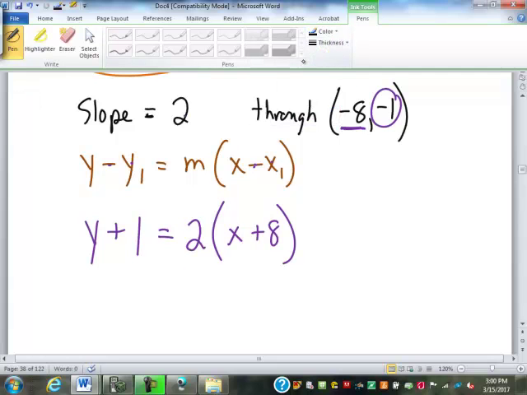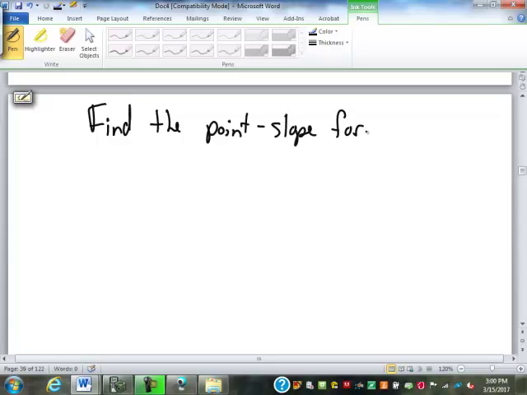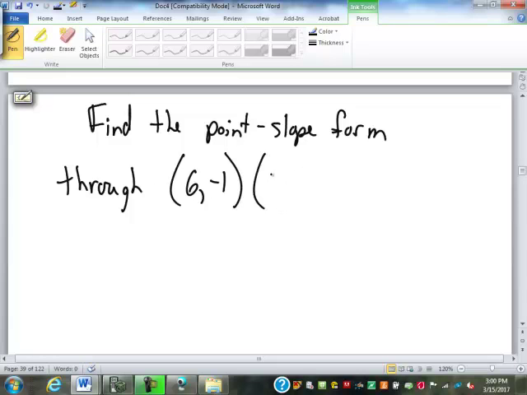Well, what if I gave you 2 points? Find the point-slope form of the line that goes through 6, negative 1, and 9, negative 3.